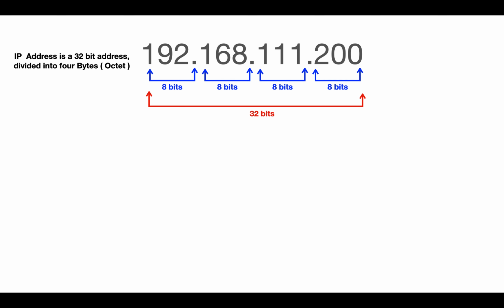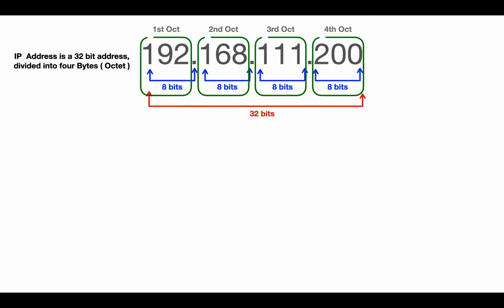Each part is called one octet or one byte, because one byte is equal to 8 bits. We have also talked about bits and bytes in one of our chapters. If you want, you can check it out here. Each and every octet can have a value from 0 to 255.